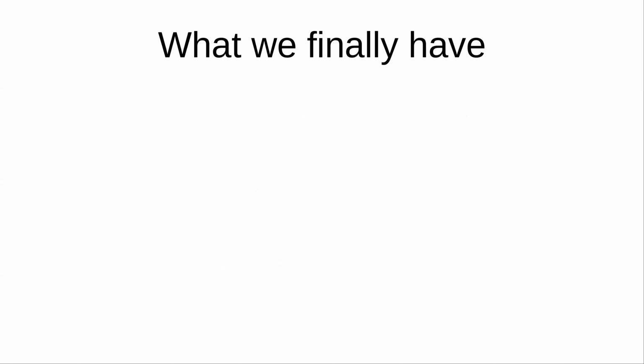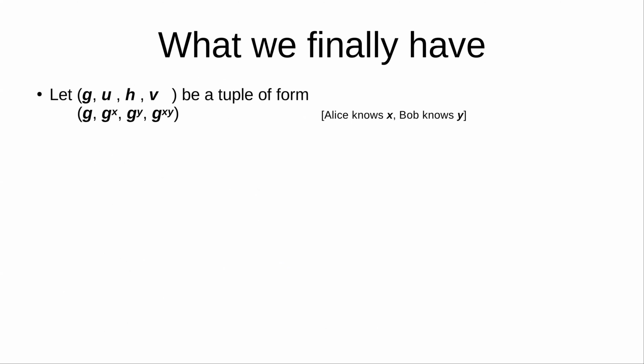So moving on, what we finally have. Let's first assign four numbers, g, u, h, v, which is a tuple of the form g, g to the x, g to the y, g to the xy. So u is basically of the form g to the x, h is of the form g to the y, v is of the form g to the xy. And typically Alice will know the secret x and Bob will know the secret y in this setting. So suppose Alice knows x, Bob knows y, and then we write these four values as this, right?